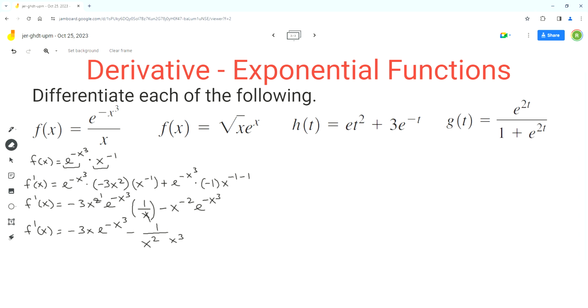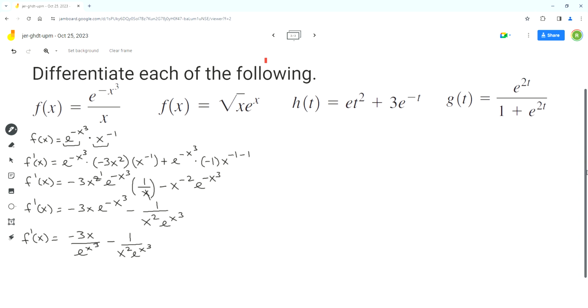Now in the first term, we can move the e term to the denominator to make its exponent positive. So we get negative 3x over e exponent x cubed minus 1 over x squared e exponent x cubed. So this can be the final answer for the derivative of the first function.